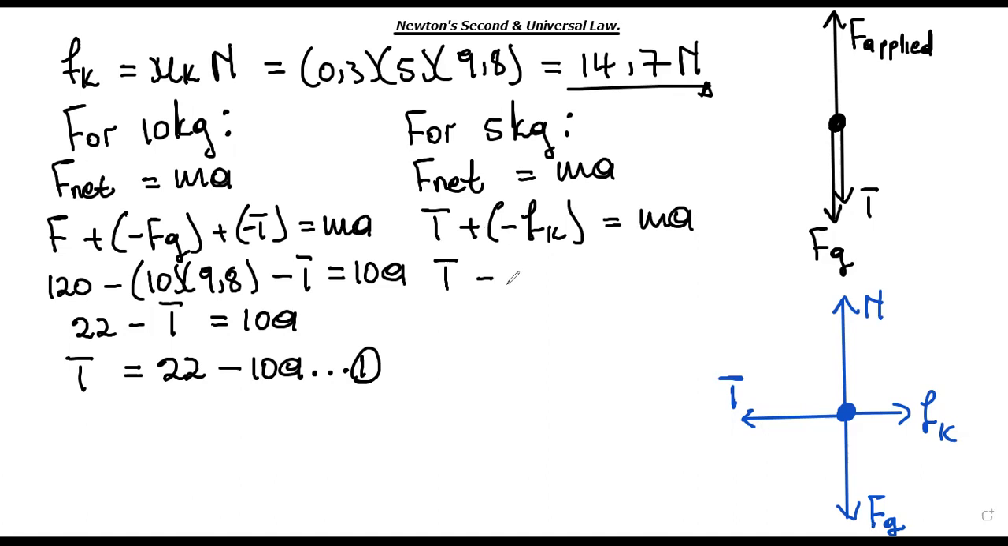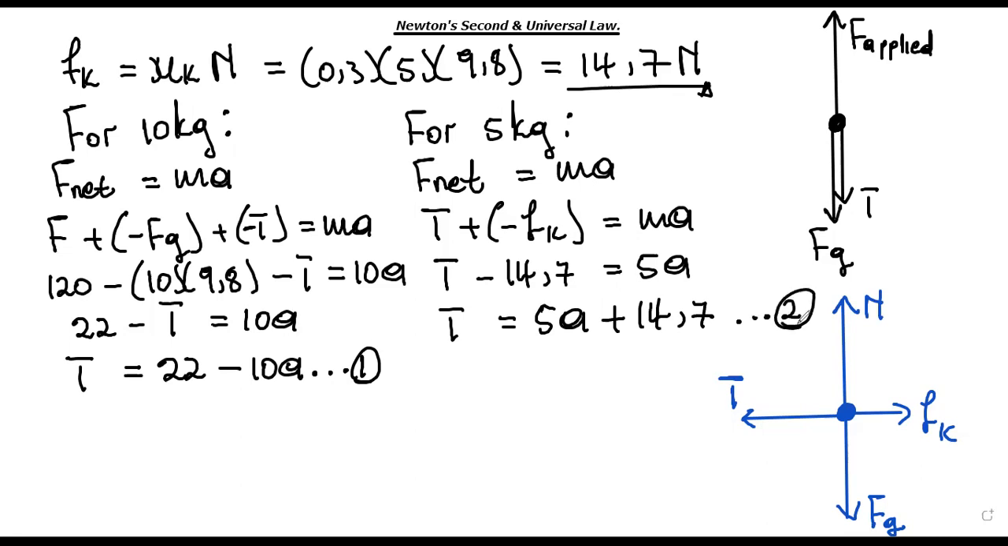And this is what you have. The tension is unknown. The frictional force we calculated above. The mass is 5A. If we make the tension the subject of the formula, we just transpose the 14.7 so that it becomes positive when it gets to the right. And then we have our second equation. Since both of these equations are equal to T, they're equal to each other as well. So we might as well equate them, like that.